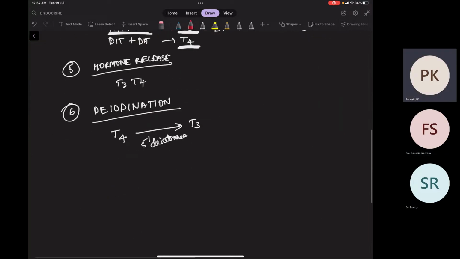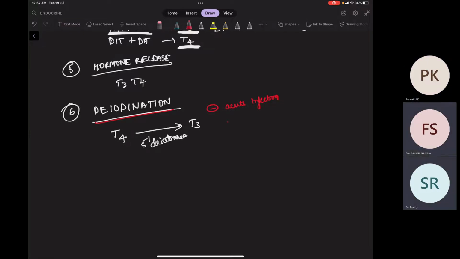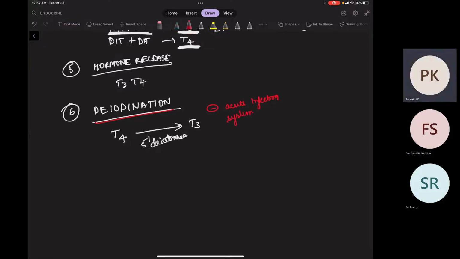One thing. This deiodination, very interesting, is inhibited during acute infection or any systemic illness. It's also apparently inhibited during fasting. This I really am not sure if it's true. I'll tell you why. Basically, during these conditions, you should not do a TFT.